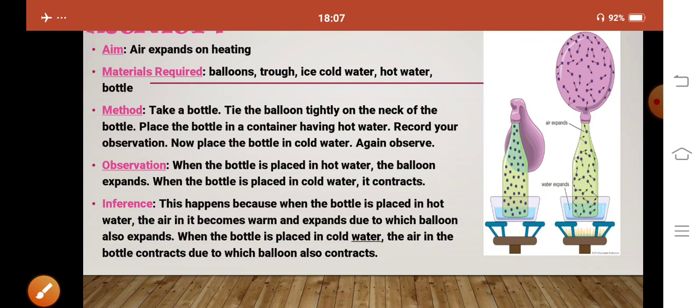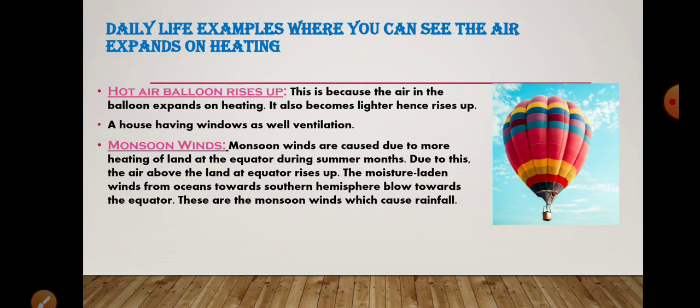So again, this happens because when the bottle is placed in hot water, the air in it becomes warm and expands, due to which the balloon also expands. But when you place the bottle in cold water, the air contracts, and due to which the balloon also contracts. Now I will give you more daily life examples where you can see that air expands on heating: hot air balloons rise up, a house having windows as well as ventilators, and monsoon winds.